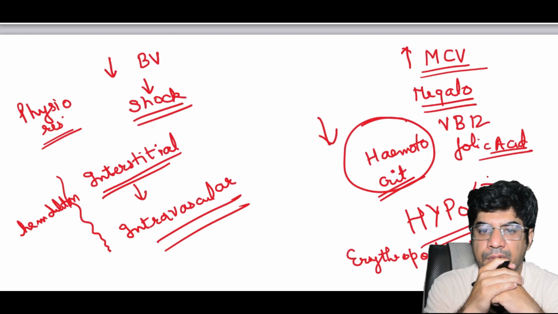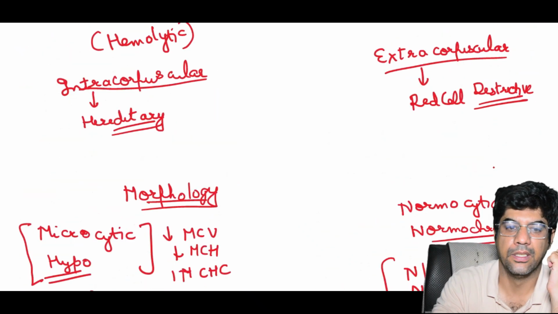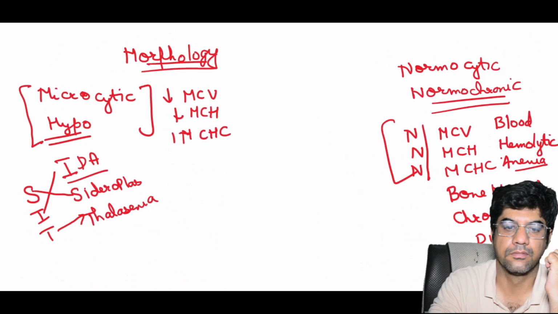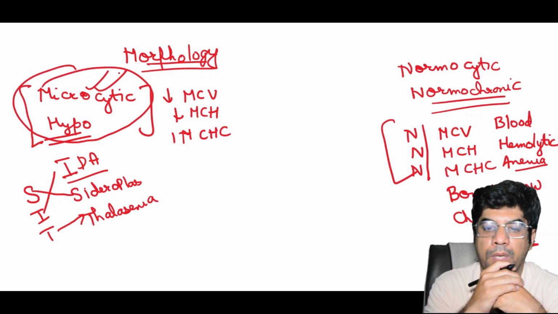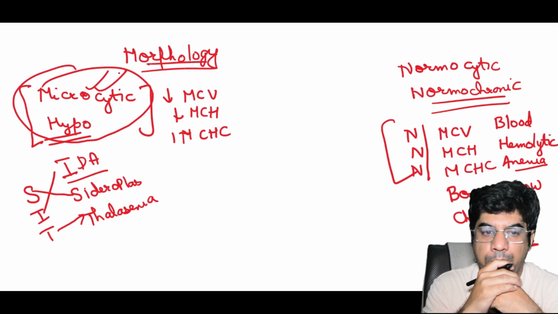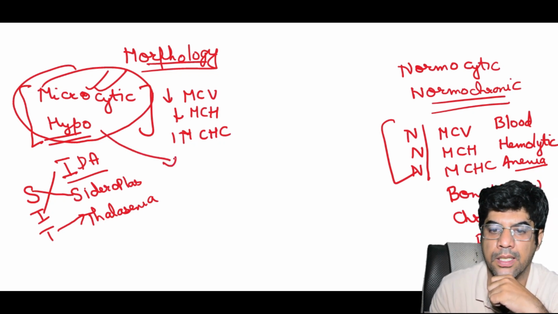Now, in case of chronic blood loss, you would see hypochromic microcytic anemia. That means that the RBC cells would be smaller in size and have a reduced hemoglobin content. The hypochromic anemia is primarily caused by iron deficiency anemia, but it can occur due to other conditions.